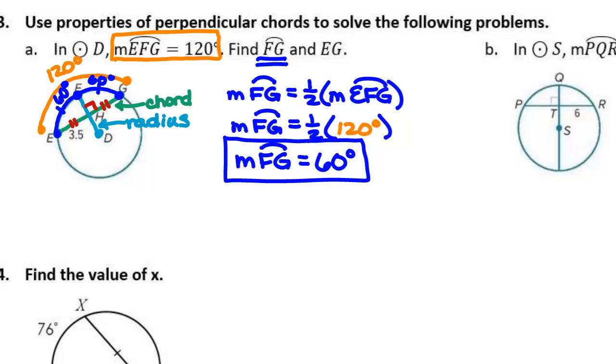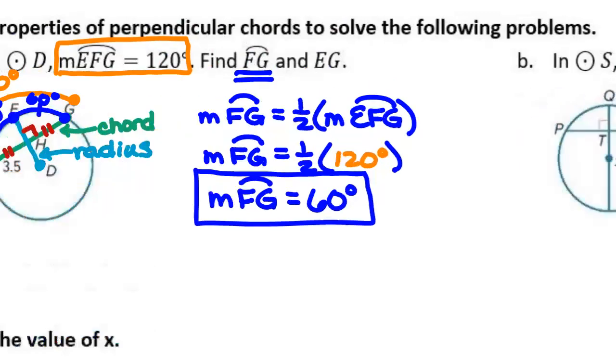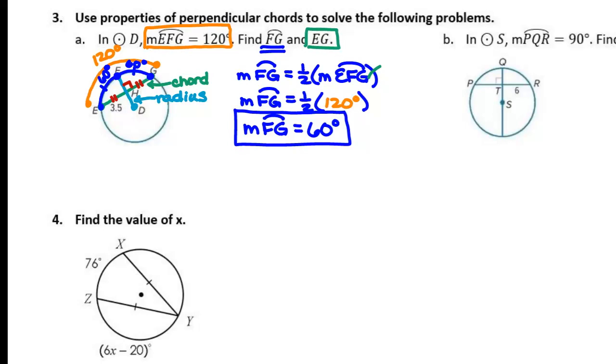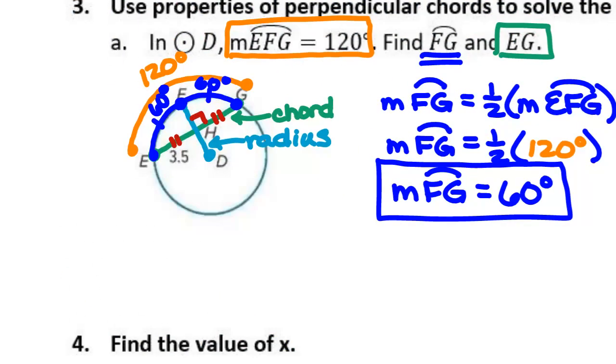What else did they want me to find? EG. EG is this entire chord right here from edge to edge. But I only know the length of EH. If I know how big EH is, how could I use that to find the length of EG, that whole chord?